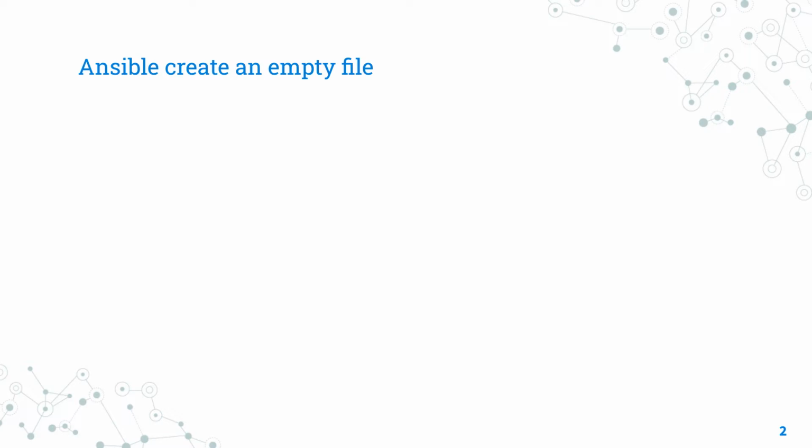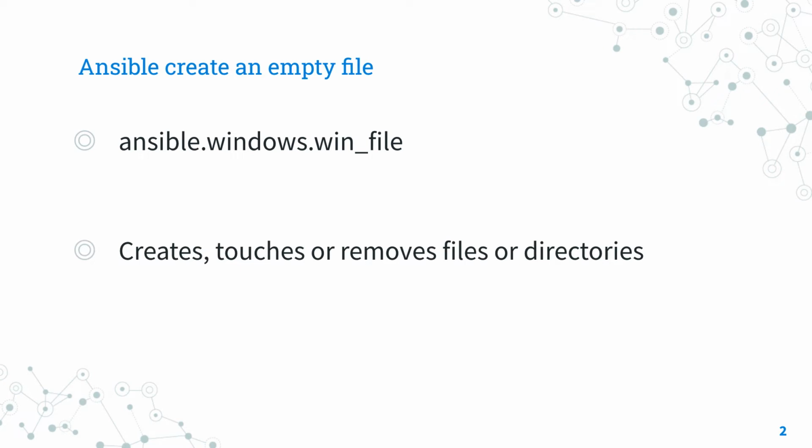Today we are talking about Ansible module win_file. The full name is ansible.windows.win_file, which means that it is part of a collection of modules to interact with Windows machines. It's a pretty stable module and has been out for years. It creates, touches, or removes files and directories. For Linux targets, use the ansible.builtin.file module instead.